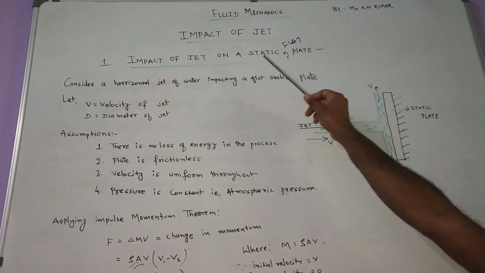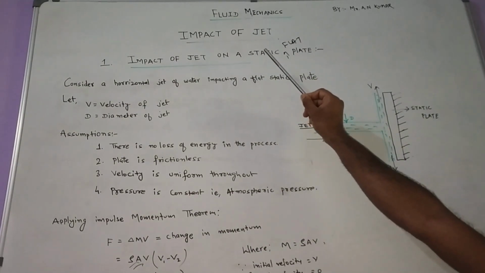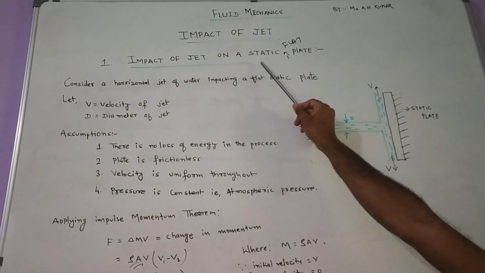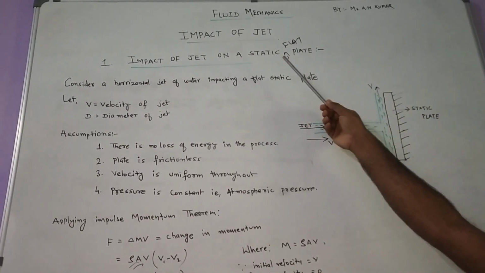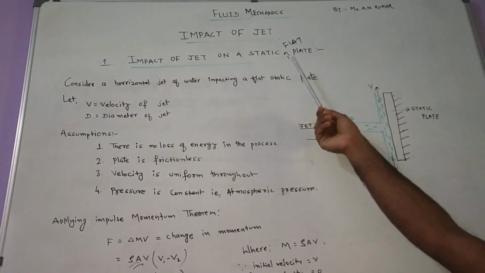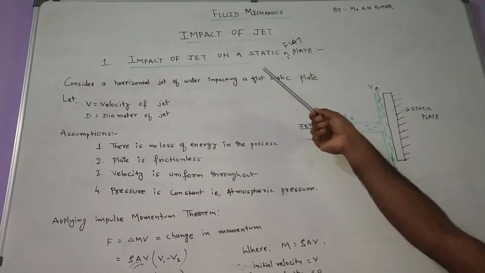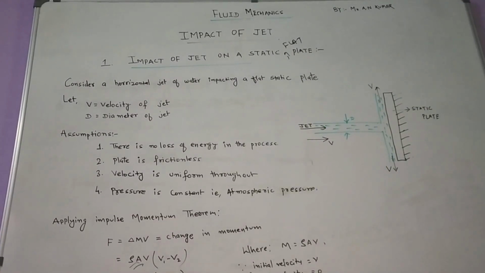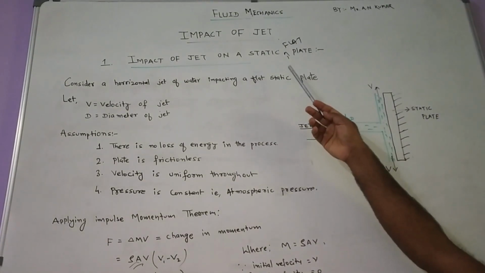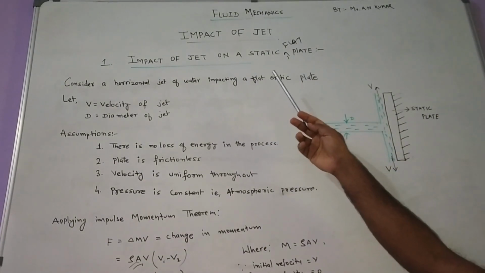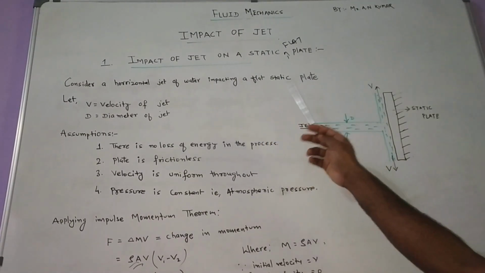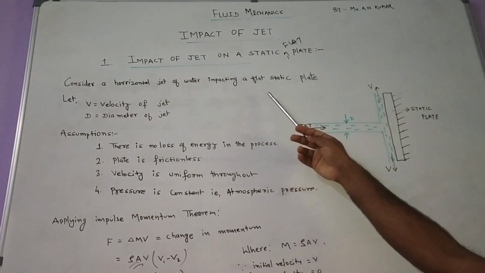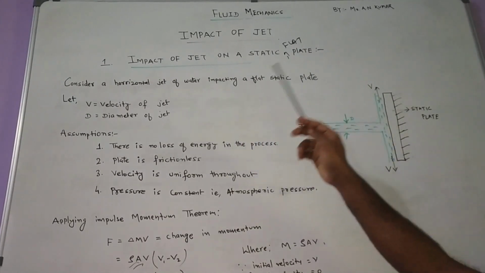So we are going to start a new chapter in fluid mechanics, that is impact of jet. And in this we are going to study the first topic, that is impact of jet on a static flat plate. So there can be various conditions of impact of jet on a flat plate. The plate can be flat, the plate can be inclined, plate can be curved as well. So there are many conditions. But for the time being, we are considering that the impact of jet is on a static flat plate.